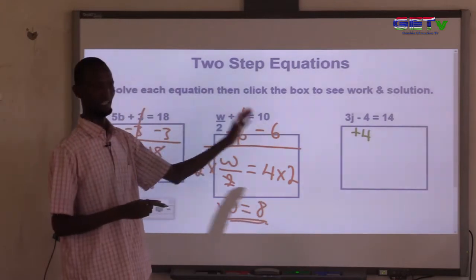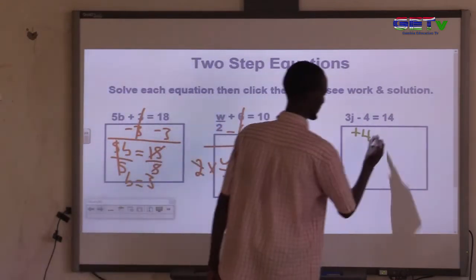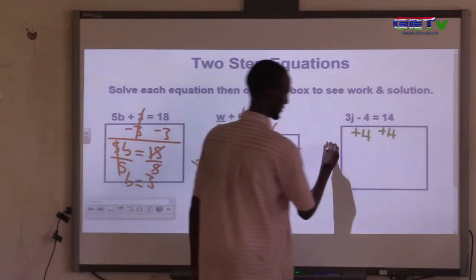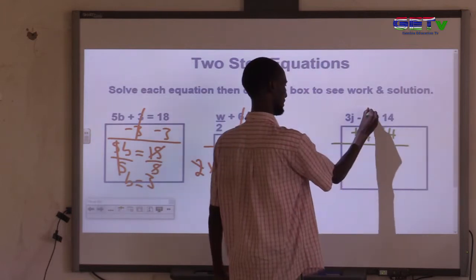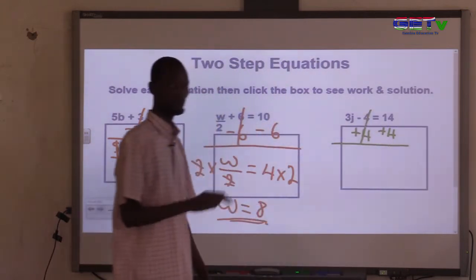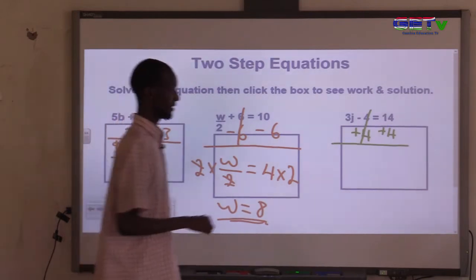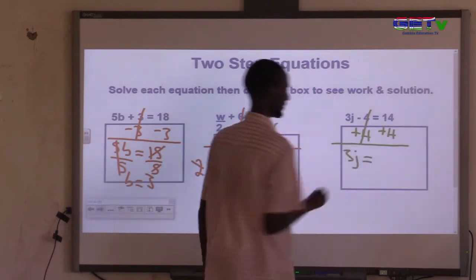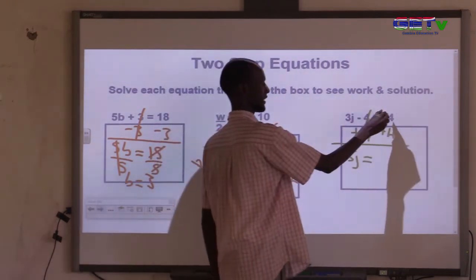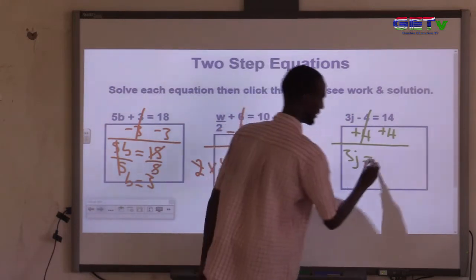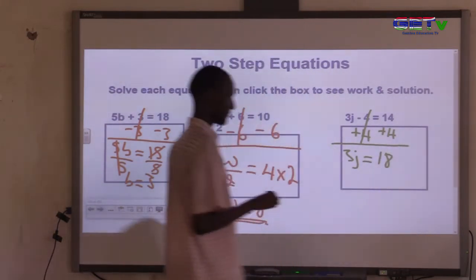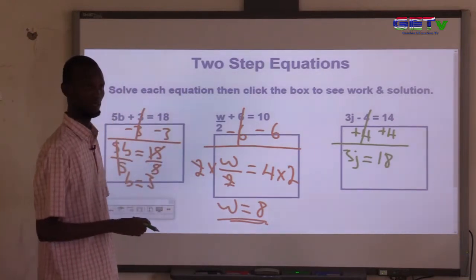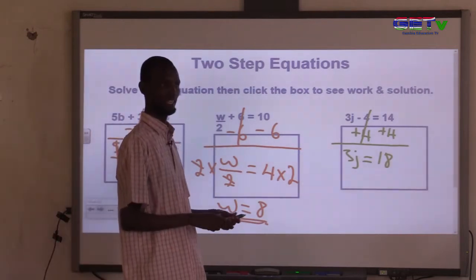I have added 4 to the left-hand side, so I must add the same 4 to the right-hand side. And that will now give, the negative 4 plus 4 will amount to 0, so they cancel out. On this side, you are now left with 3j. Then you have 14 plus 4, which would give you 18. Is our variable alone now? No. There's still a number there. We still have 3 there.